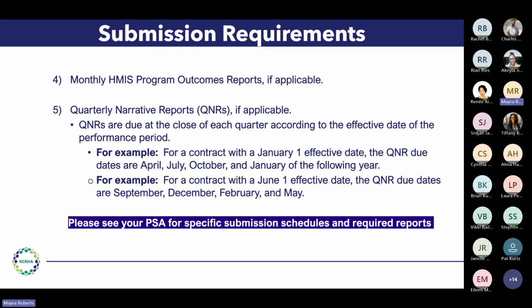Quarterly narrative reports are due at the close of each quarter according to the effective date of the performance period. For example, if your contract has a January 1st effective date, the quarterly narrative reports are due in April, July, October, and January. If your contract has a June 1st effective date, then they are due in September, December, February, and May. And we always advise you to see your PSA for specific submission schedules and required reports.